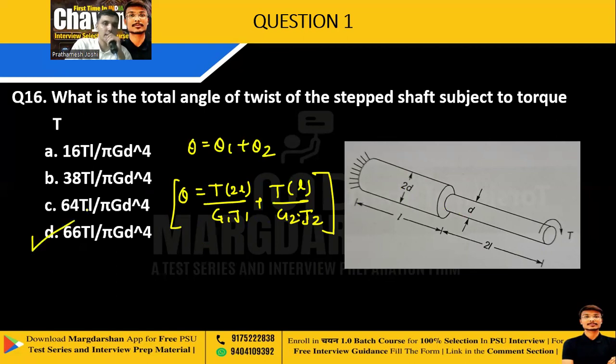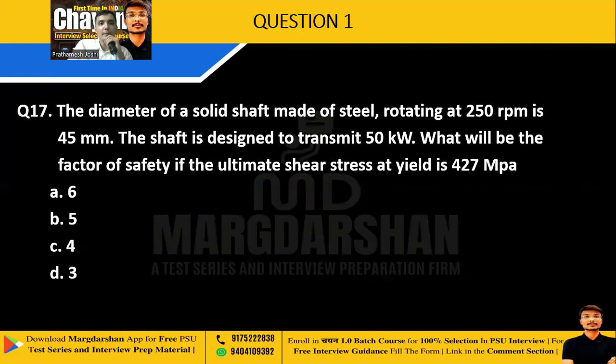Let's move ahead. The diameter of a solid shaft made of steel rotating at 250 rpm is 45 mm. The shaft is designed to transmit 50 kilowatts. What will be the factor of safety if the ultimate shear stress at yield is this much?